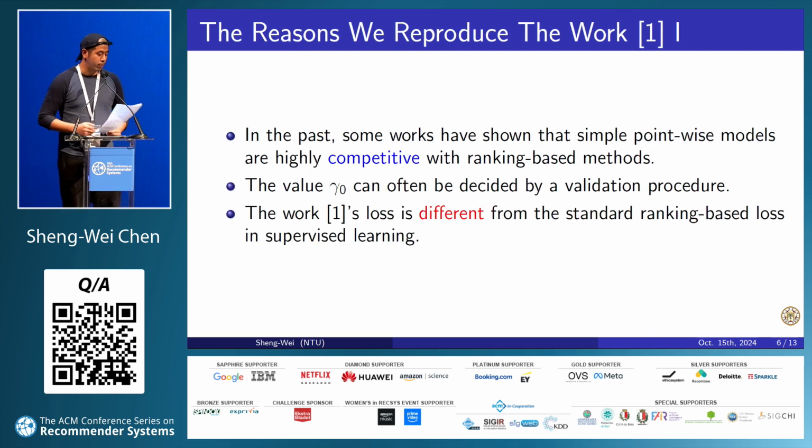Next, we talk about the reasons why we reproduce work number 1. In the past, some works have shown that simple pointwise models are highly competitive with ranking-based methods. Also, the value gamma 0 can often be decided by the validation procedure. After the study, we found that work number 1's loss is different from the standard ranking-based loss in supervised learning.